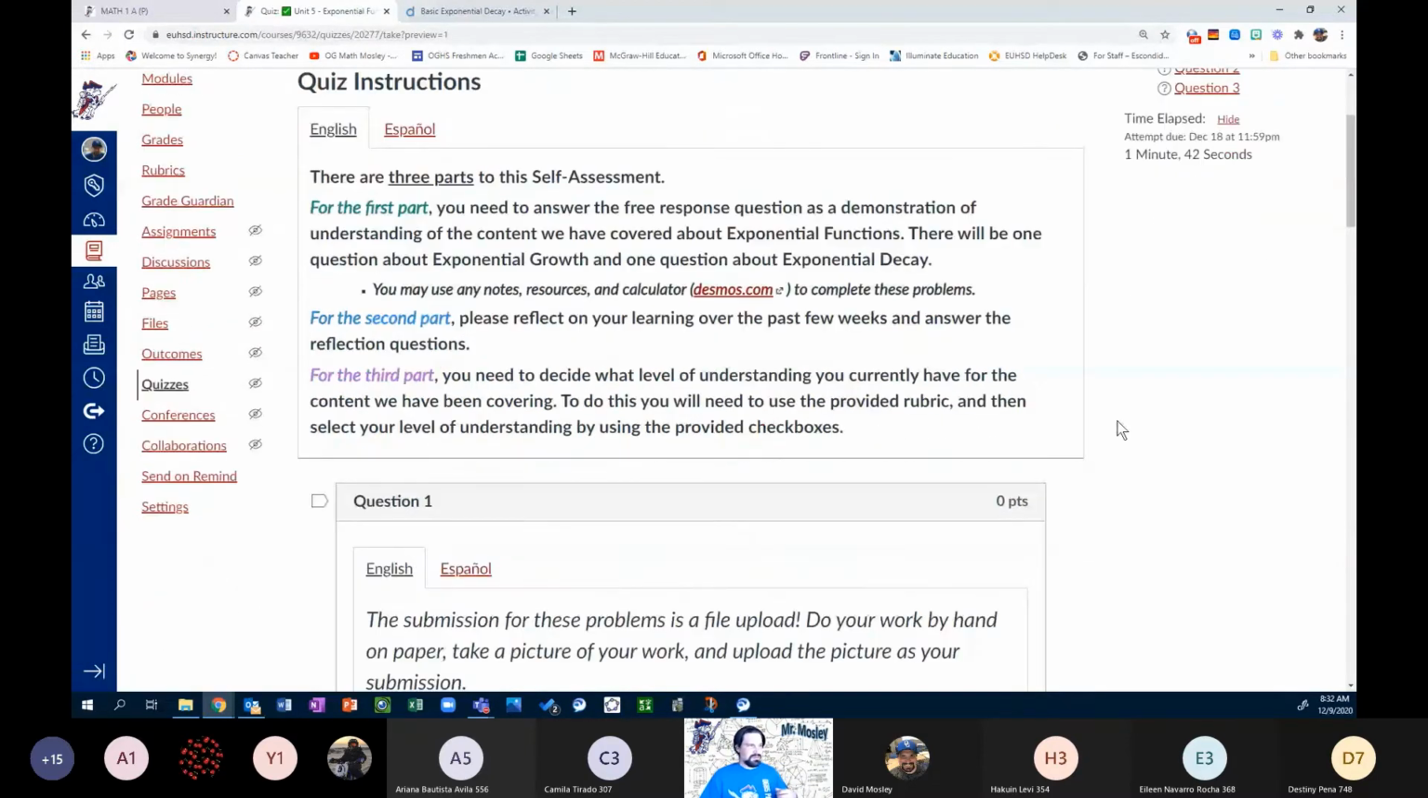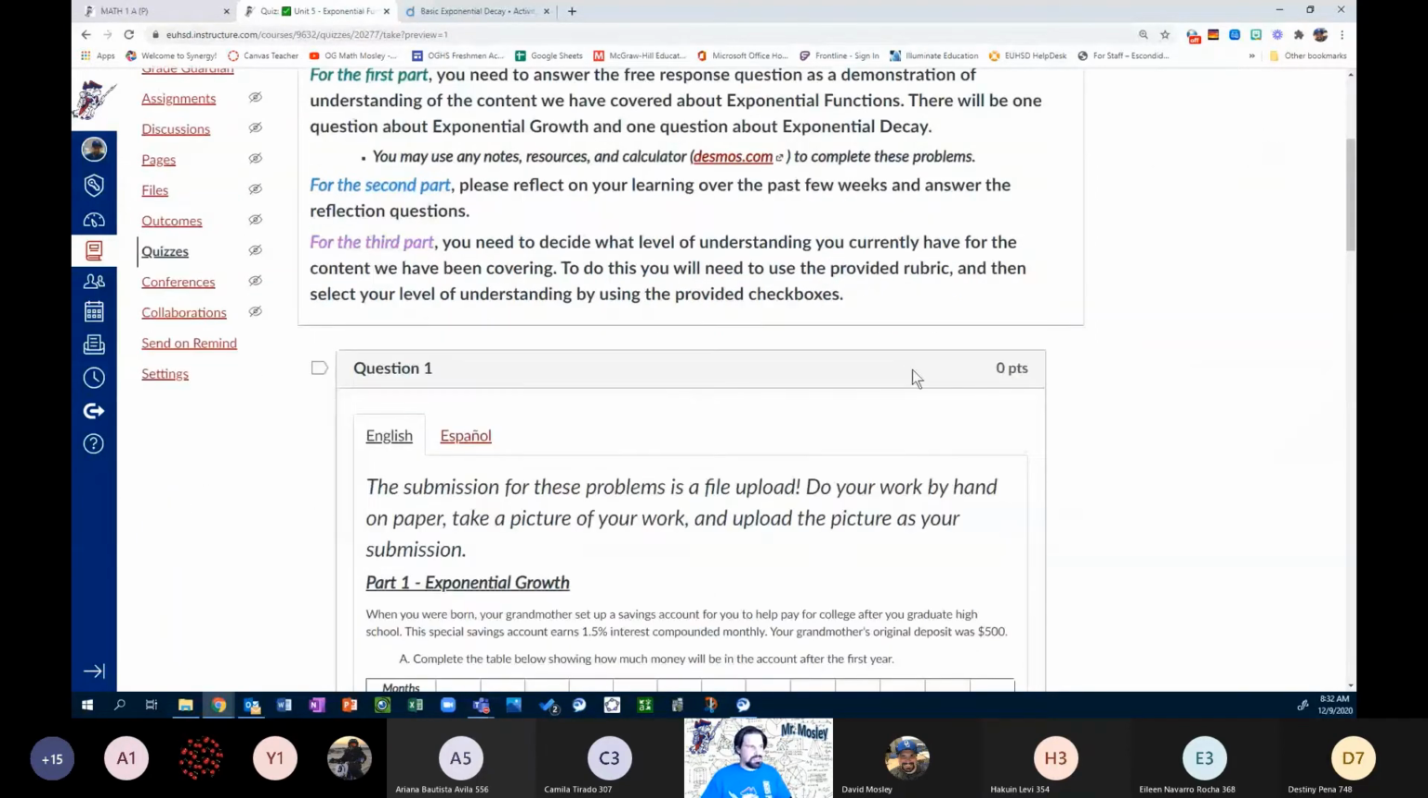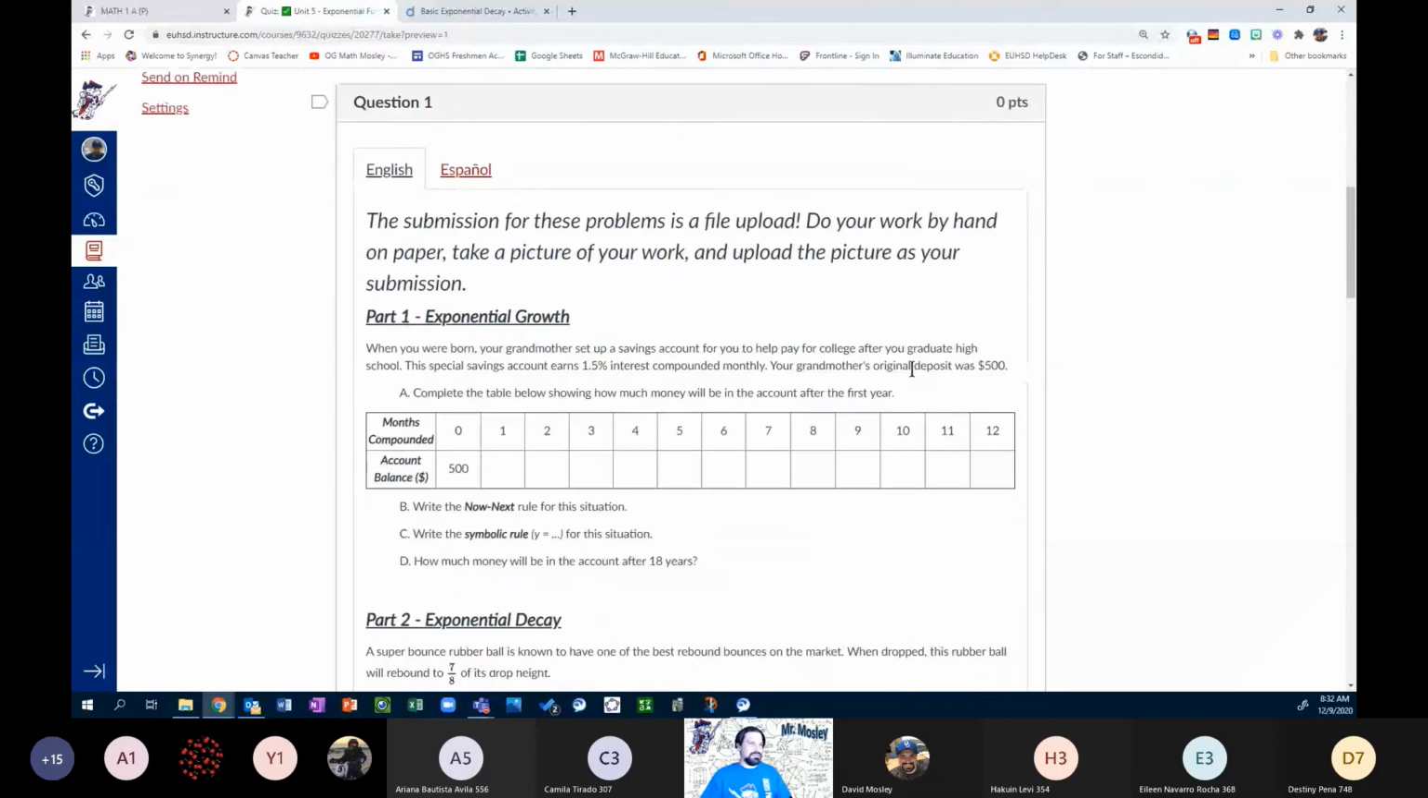Just like the other self-assessments, there's 3 parts. The first part is a free response question about exponential functions. This self-assessment has 2 parts to the free response question. There's an exponential growth problem and an exponential decay problem. Those are the 2 main things that we covered in the exponential functions unit.